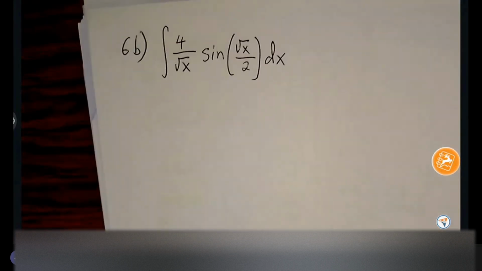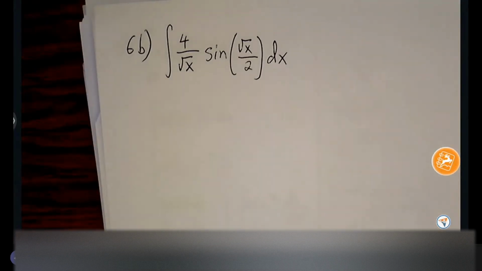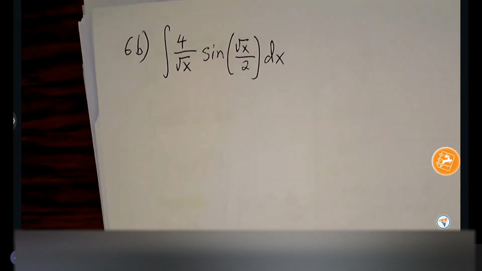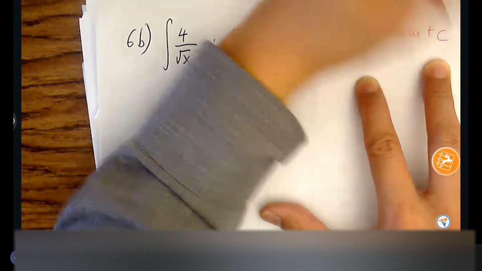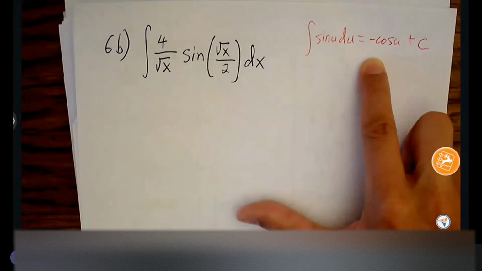Okay, let's try this one here. Is this something that we can handle just using a rule here? So, too messy, right? We don't have a rule that can handle this. But we do have trig rules, right? We do have a trig rule that looks like this, the integral of sine of u du is equal to negative cosine of u plus c. So maybe we can target this.